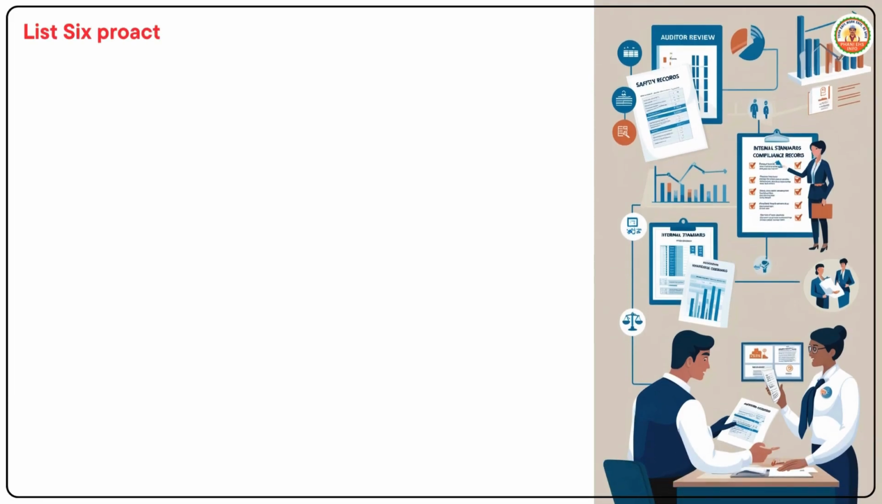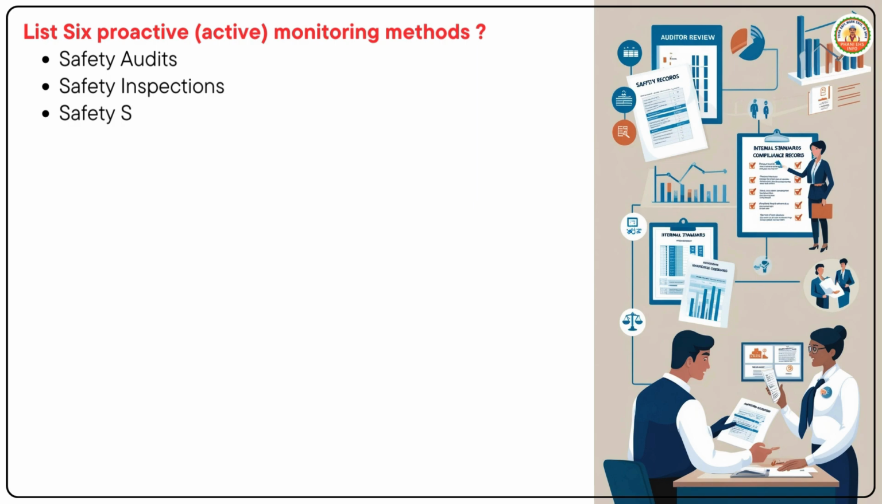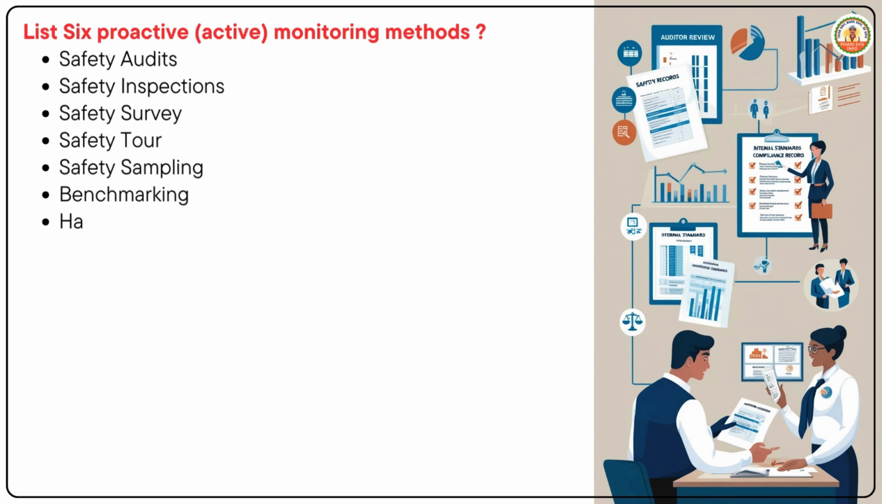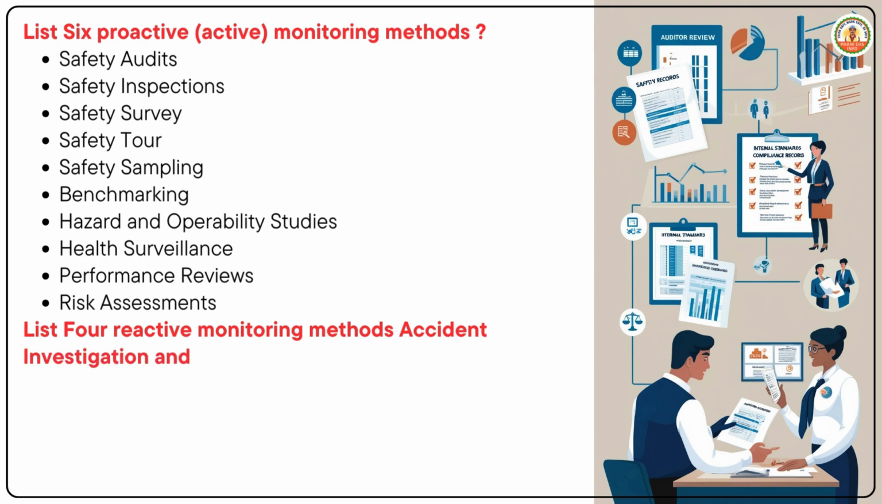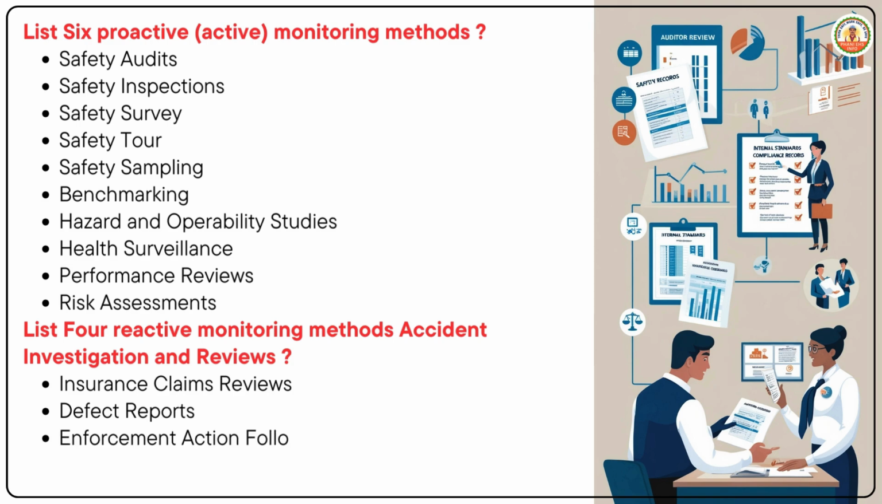List 6 proactive, active monitoring methods. Safety audits. Safety inspections. Safety survey. Safety tour. Safety sampling. Benchmarking. Hazard and operability studies. Health surveillance. Performance reviews. Risk assessments.